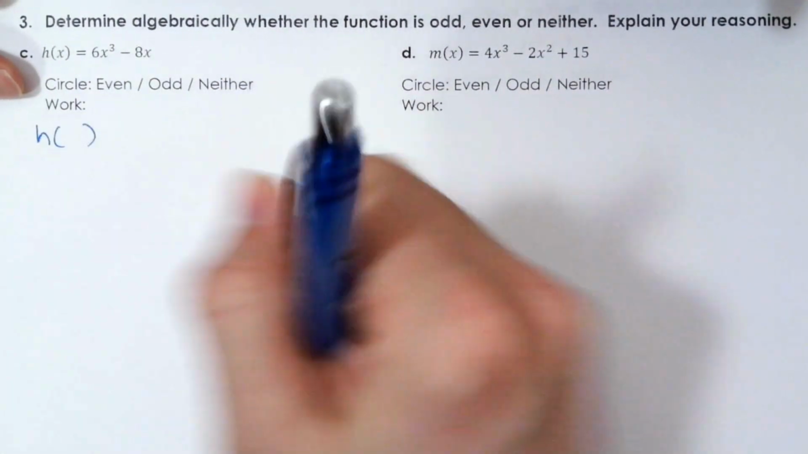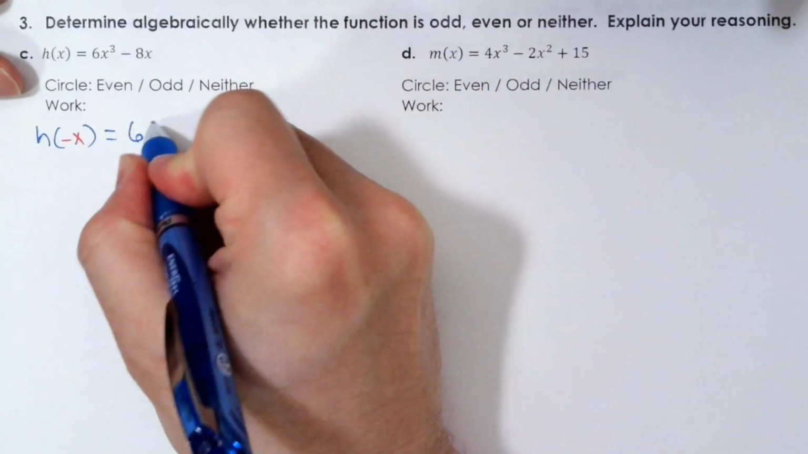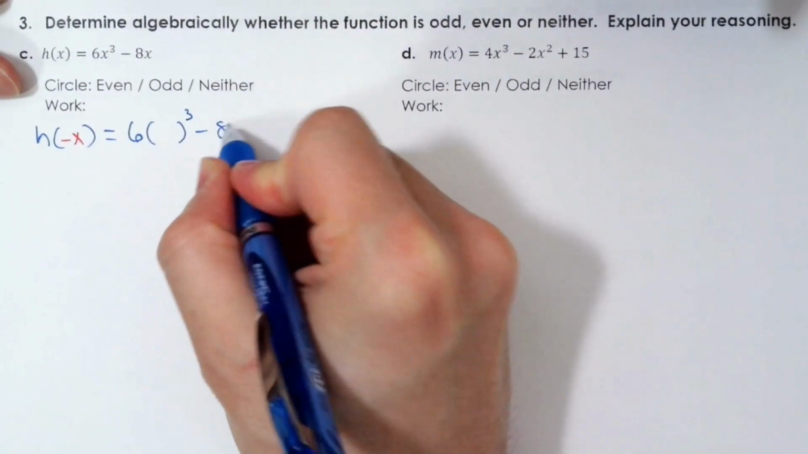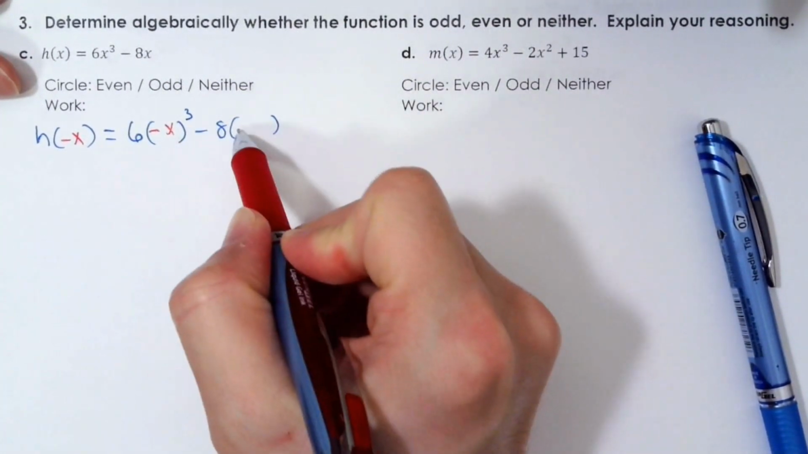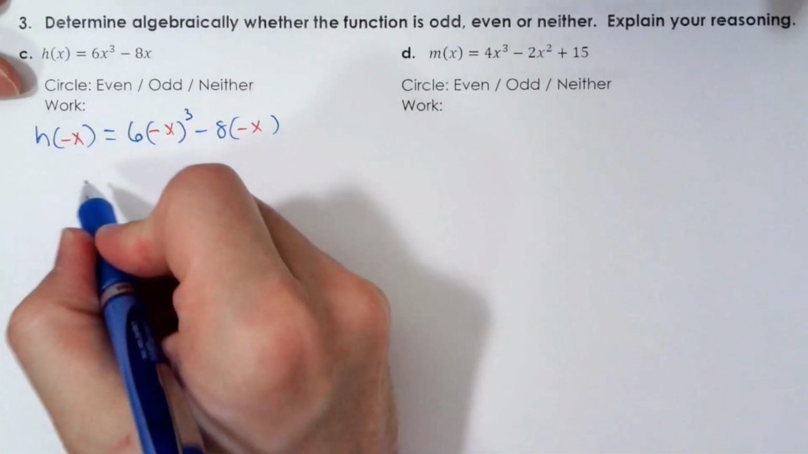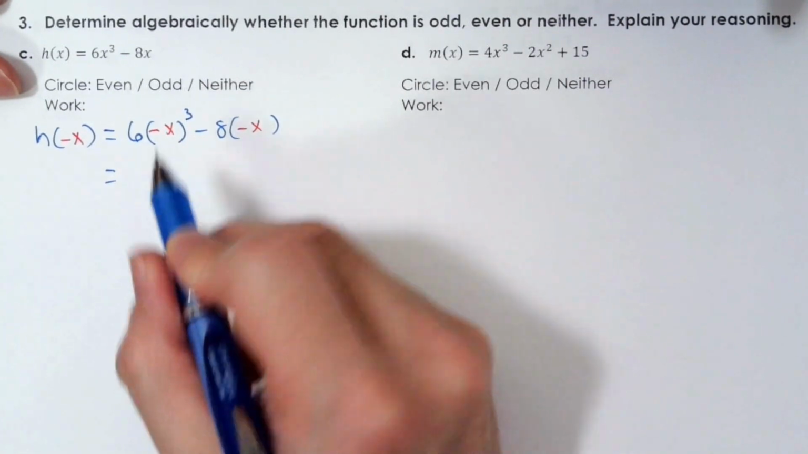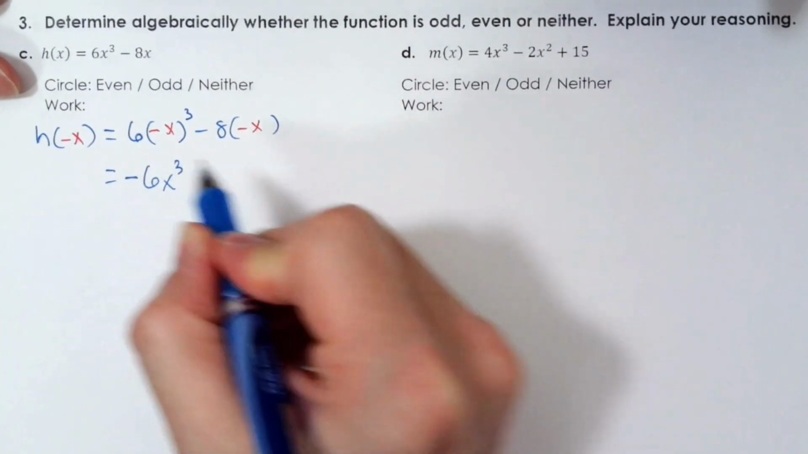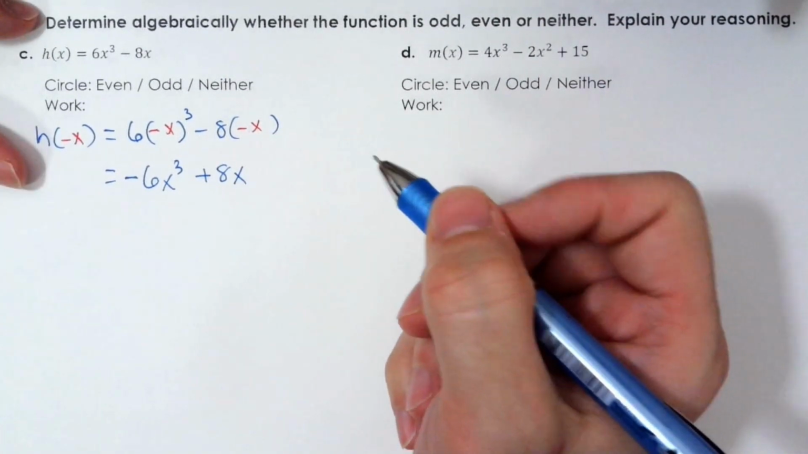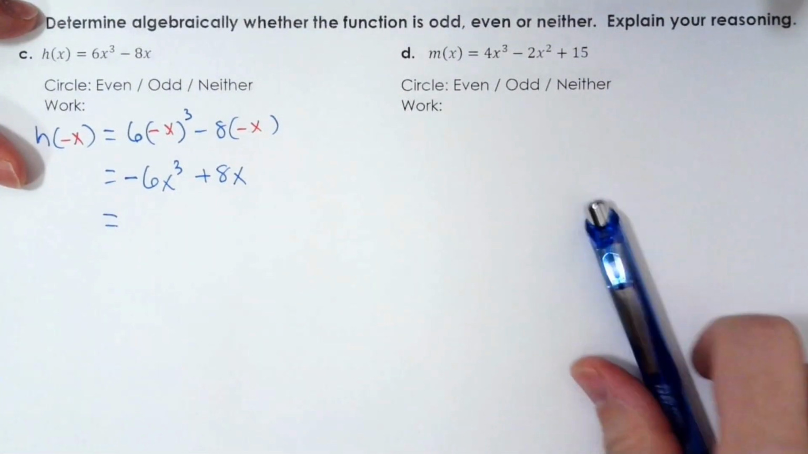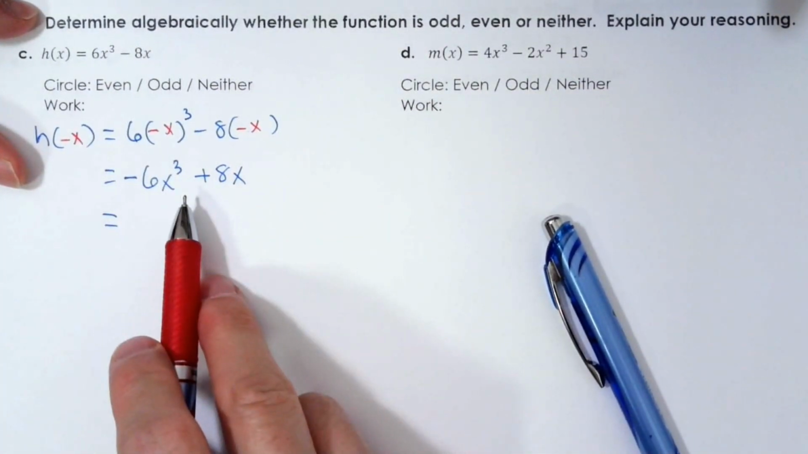Again, we begin by finding h of negative x. How do we do that? We substitute negative x here and here. Negative to an odd power, that'd be negative times negative times negative. That would come out negative. Negative times negative is positive. Now, depending who your teacher is, they might have shown it one way, they might have shown it another. Clearly, this is not the original function, so we're not working with an even function.